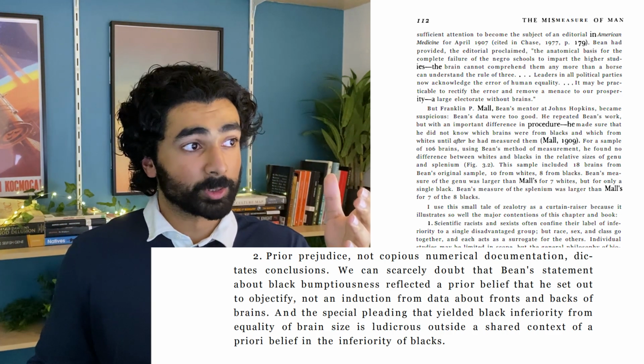So he described the black American as the intermediary between the man and the orangutan. Now, what's interesting about Bean's work is that his mentor, Franklin P. Moore, became suspicious because his work was almost too good. So what did he do? He repeated his studies, but now doing a blind study. That meant that he didn't know beforehand which skulls belonged to African Americans and which skulls belonged to white Americans. After repeating Bean's work, he found no difference in the relative sizes of their brains. As Stephen Jay Gould concludes, prior prejudice, not copious numerical documentation, dictates conclusions. Gould suggests that any deduction of black inferiority from apparent brain sizes required the presupposition of white superiority. And so with a lot of this work, the line between the scientific and the social is unclear.